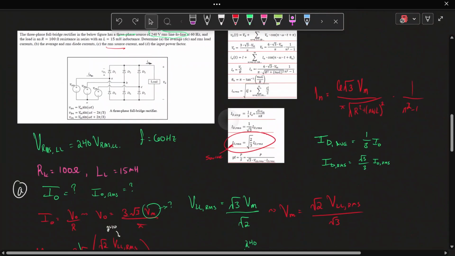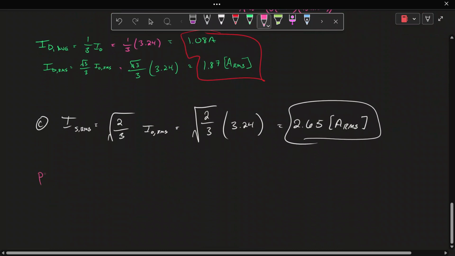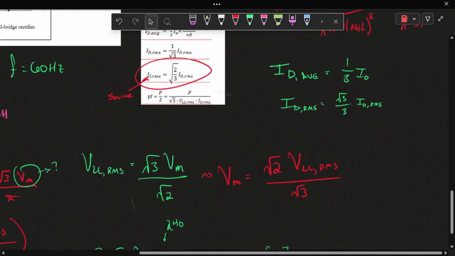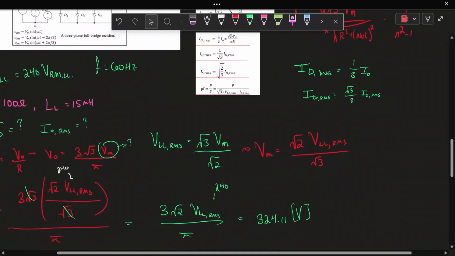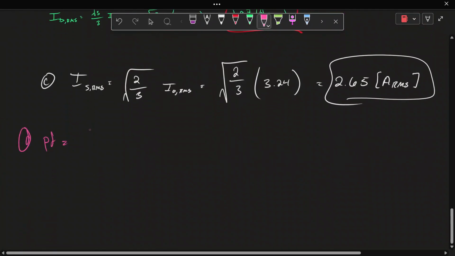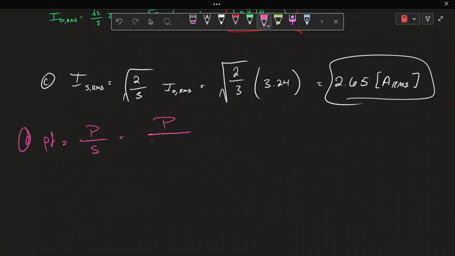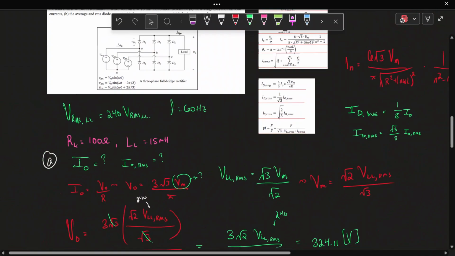Now, part D, it asks for the input power factor. What is power factor equal to? This should be the last equation down here, and it is. The input power factor is P, the real power, divided by the apparent power. And it actually gives us another equation. This is equal to the input power divided by square root of 3 V_RMS times I_RMS. I think it might be line to line, actually. Yeah, line to line and then source.